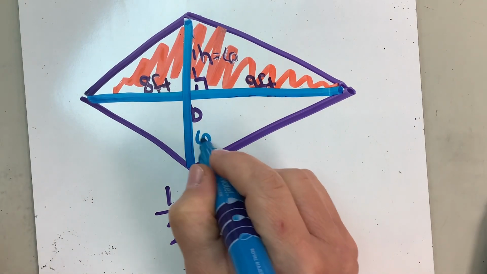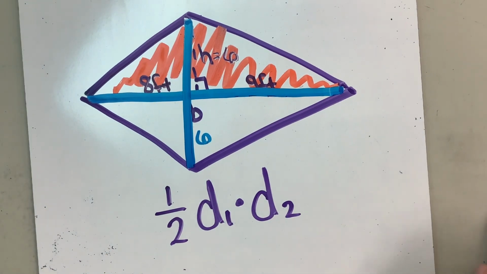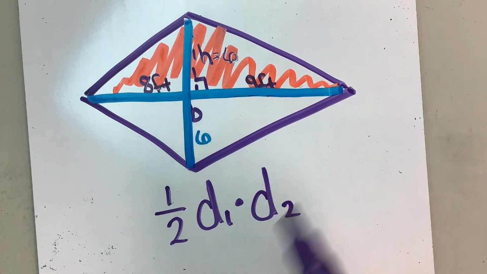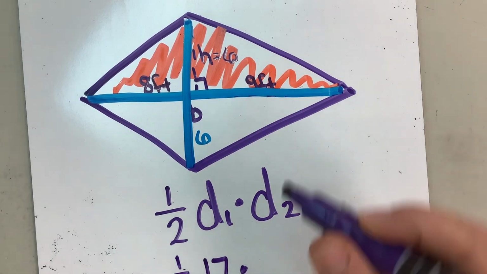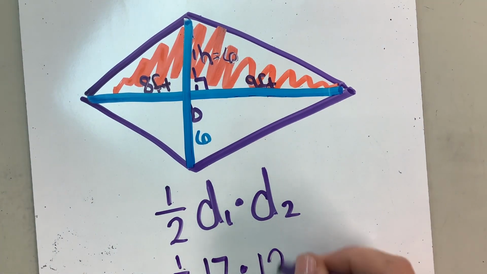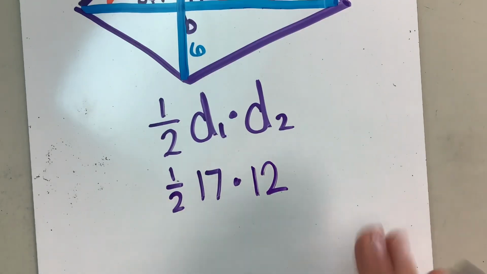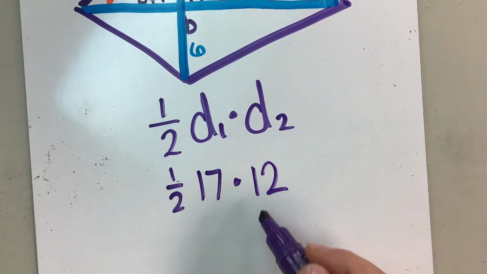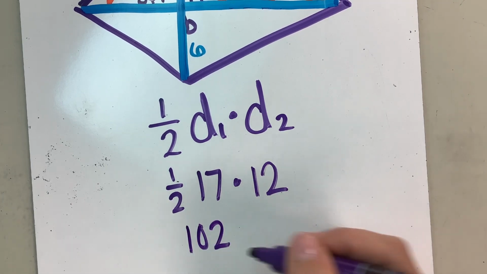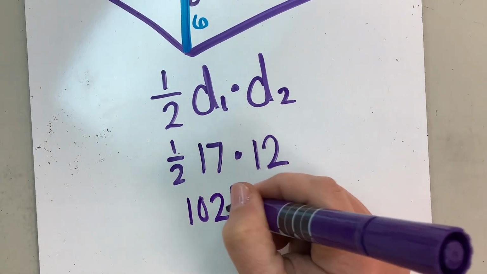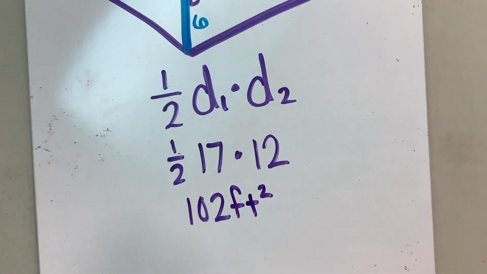For instance, this would be a 6 down here. And so 8 plus 9 was the 17, and then 6 plus 6 is 12. I'm going to cut the 12 in half, which is 6. So 6 times 17 goes right back to 102 feet squared. So both ways worked exactly the same.